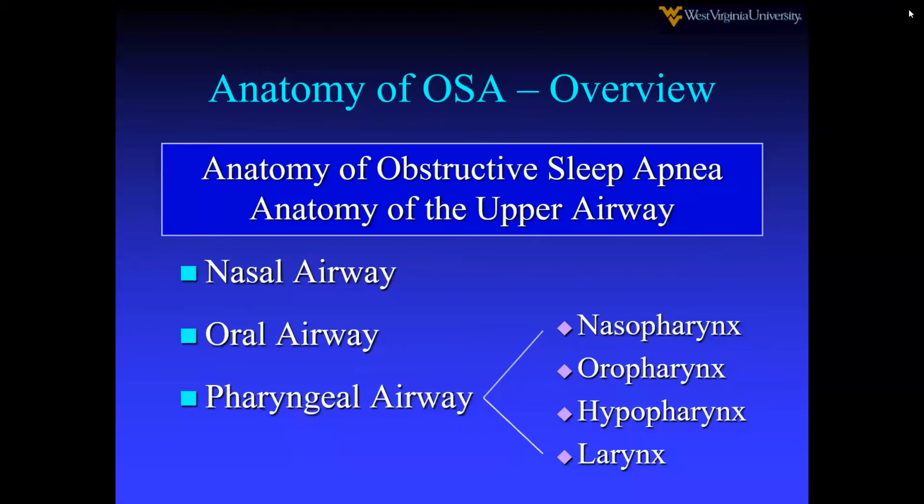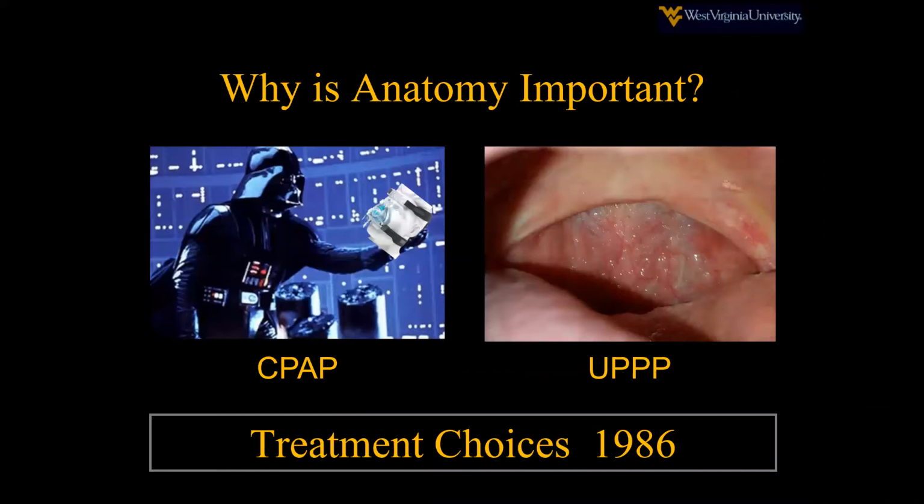So the anatomy of obstructive sleep apnea is basically obstruction or anatomy of the upper airway, which of course begins at the nose and includes the mouth, oral airway, and then the pharyngeal airway, which is broken down between nasopharynx, oropharynx, hypopharynx, and even the larynx. And why is anatomy important?